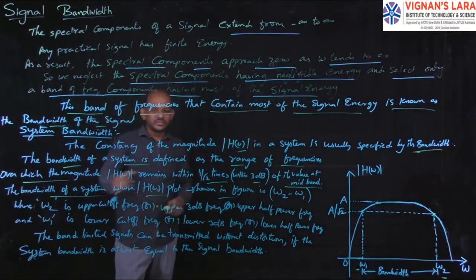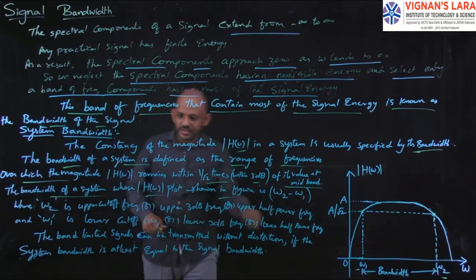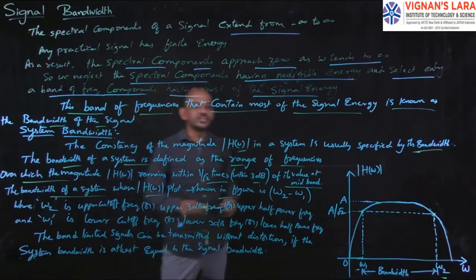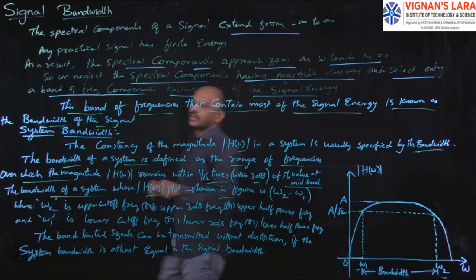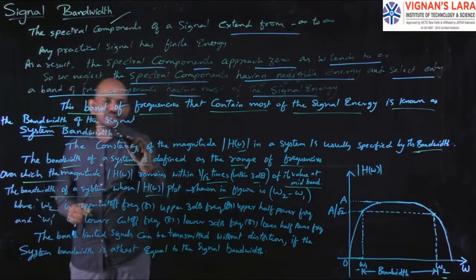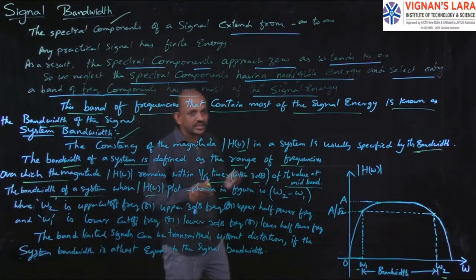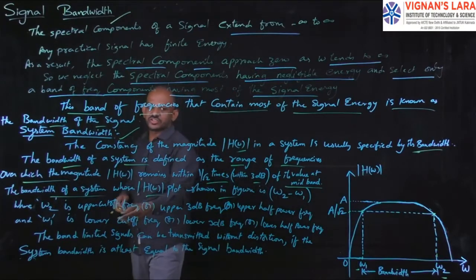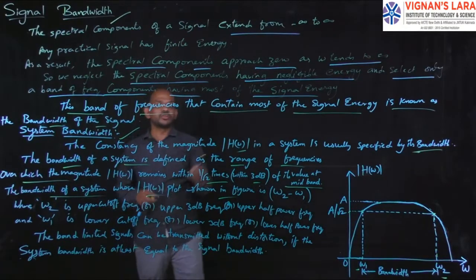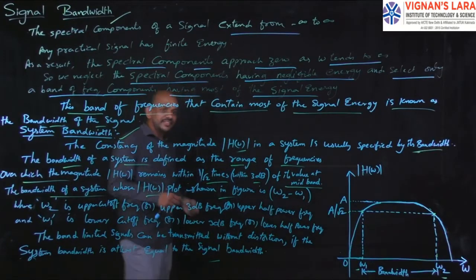So the band limited signal can be transmitted without distortion. That is, for distortionless transmission, the system bandwidth is at least equal to the signal bandwidth. This is the explanation regarding signal bandwidth and system bandwidth, and how they are related for distortionless transmission.